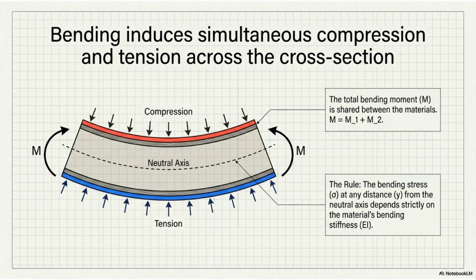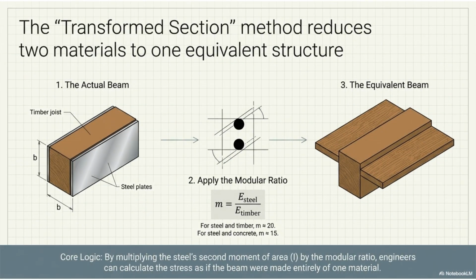The bending stress at any distance from the neutral axis depends on the material's bending stiffness. The transformed section method reduces two materials to one equivalent structure using the modular ratio. By multiplying the stronger material's second moment of area by this ratio, engineers can calculate the stress as if the beam were made entirely of one material.